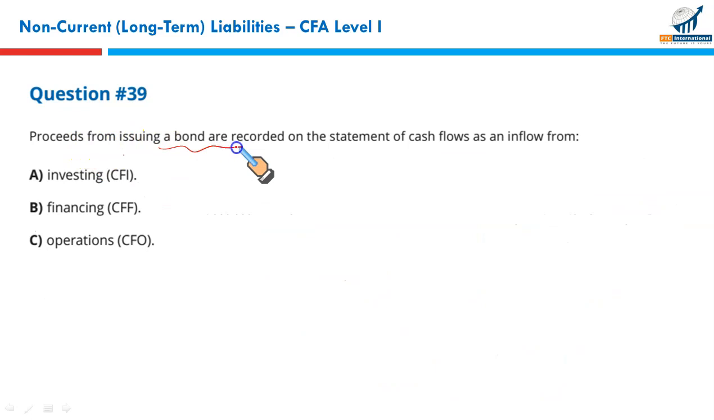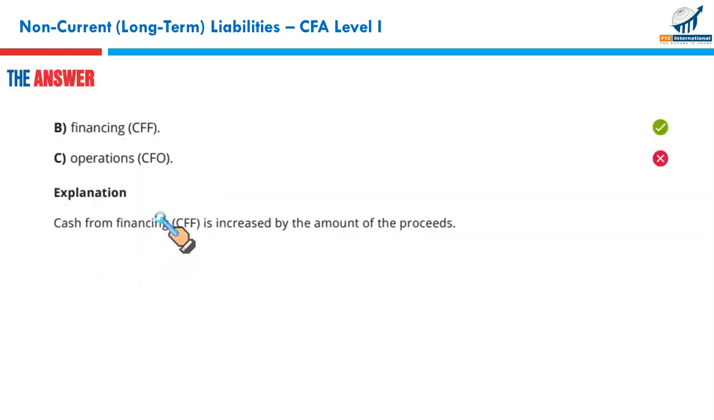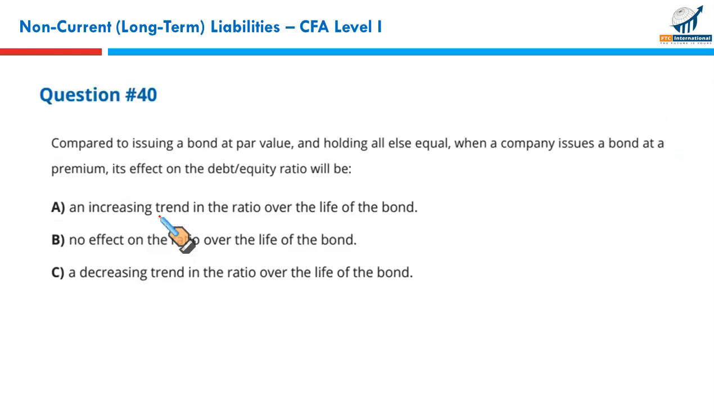Proceeds from the issuance of bond are recorded on the statement of cash flows as an inflow from what? Not investing activities. When you issue bonds, it's a financing activity. Interest payment is an operating outflow, but proceeds of bond issue, it's a financing activity. That makes B to be the correct option.